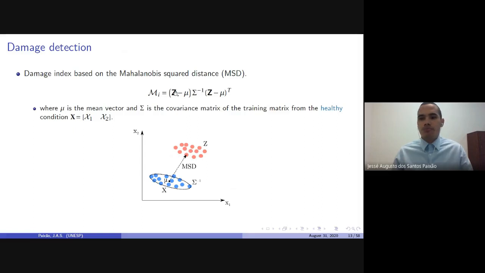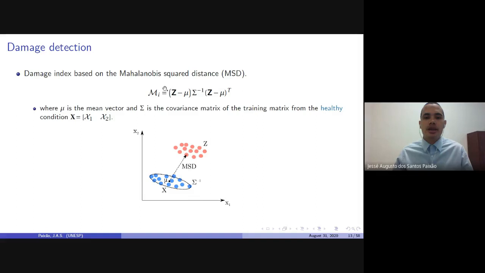This is a supervised algorithm that has to be trained. We have to establish a reference condition and extract the mean and the covariance function of this reference condition. After that, we can compute the distance from any other point in the multivariate space. In this case, for example, we have a bivariate space and a reference distribution represented by the blue points here. We will compute the mean and the covariance matrix of this distribution. After that, we can implement this equation to compute the Mahalanobis squared distance to any other point in this space.